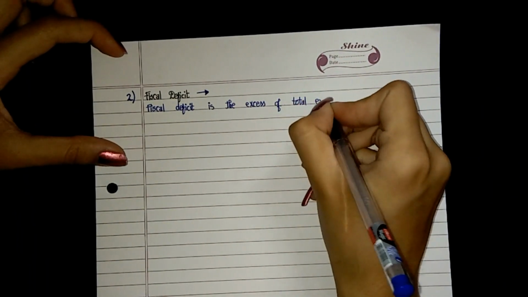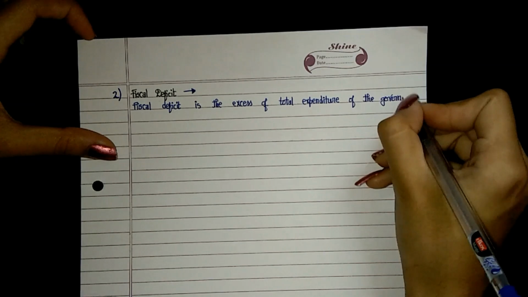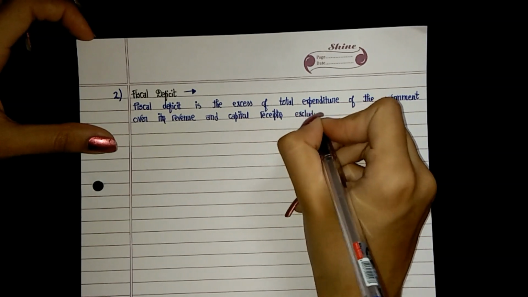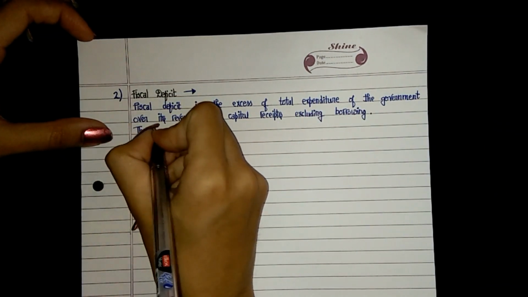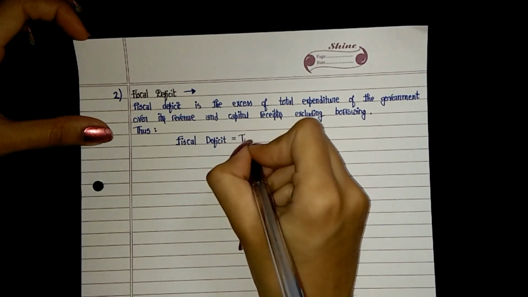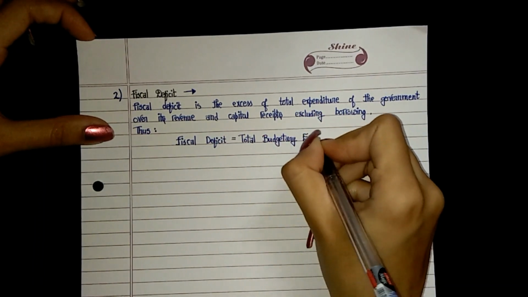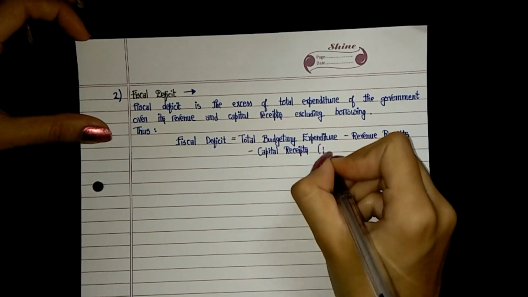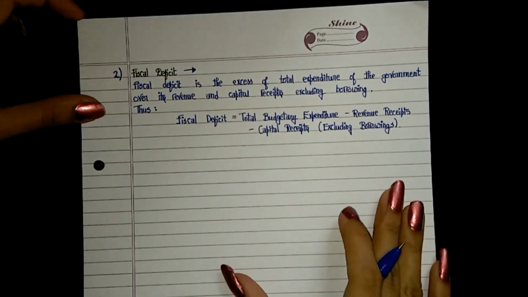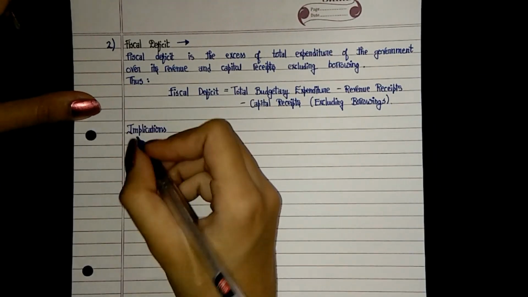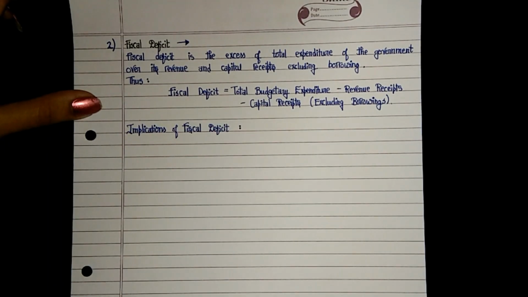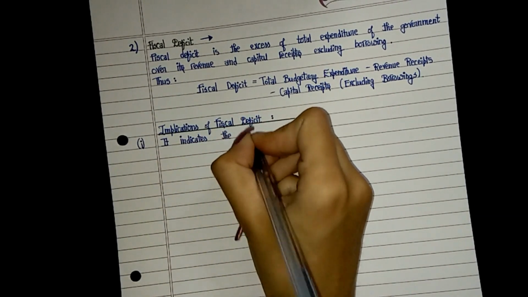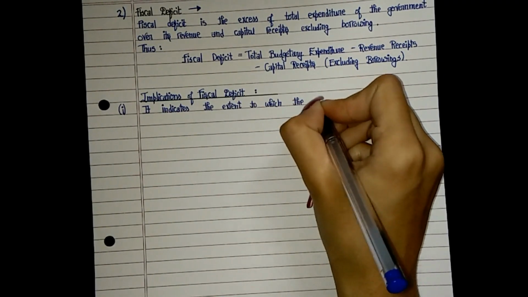Then just under that there is a box, you have to write that formula, and then just on the right hand side you have to write the implications. You can see the first implication is a little big, so you can cut it short. Like I have written, leaving the first 5 lines, I have written from "it indicates the extent" till "RBI and external borrowings", leaving the last line. That's the first implication of fiscal deficit. It's very big, so you may cut down that portion.